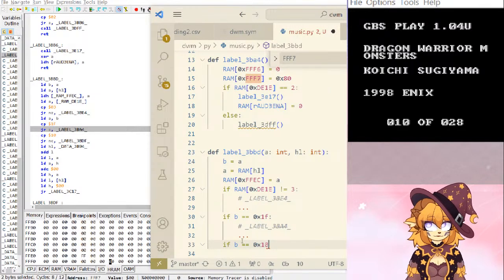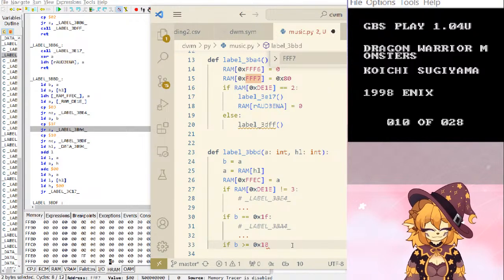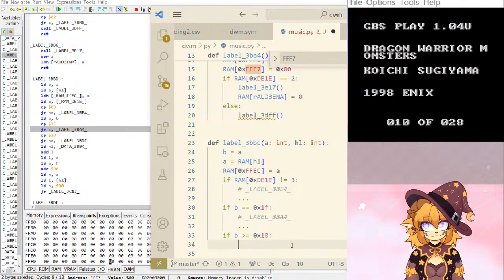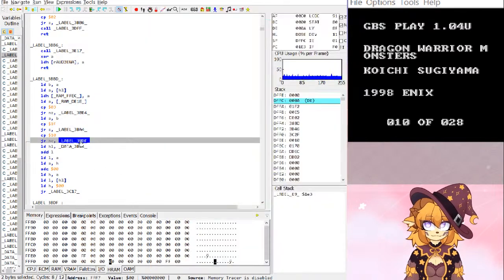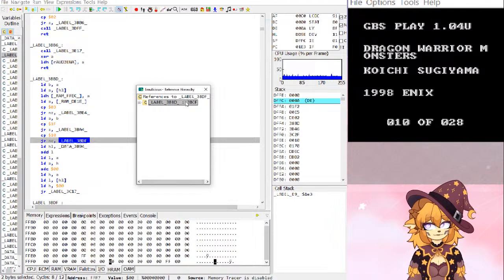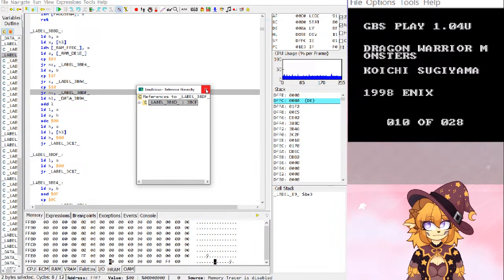Oh, and see if you greater than or equal to. Just the one. Doesn't fall in, so good.